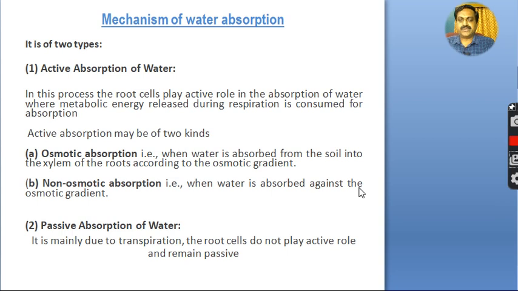It is of two types: active osmotic absorption and active non-osmotic absorption. If the active absorption of water is according to the osmotic gradient, it is referred to as active osmotic absorption. On the other hand, if the absorption of water is against the osmotic gradient, then such an absorption is called non-osmotic active absorption.